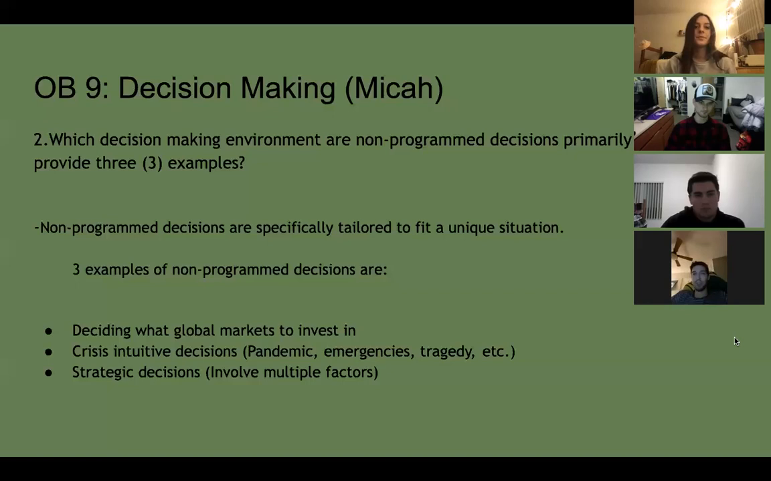Moving on to question 2, which is in which decision-making environment are non-program decisions primarily used, and provide 3 examples. Non-program decisions are specifically tailored to fit a unique situation. The 3 examples I included are deciding what global markets to invest in, crisis-intuitive decisions like the pandemic and critical emergencies, any tragedies, and also strategic decisions because there are multiple factors involved.